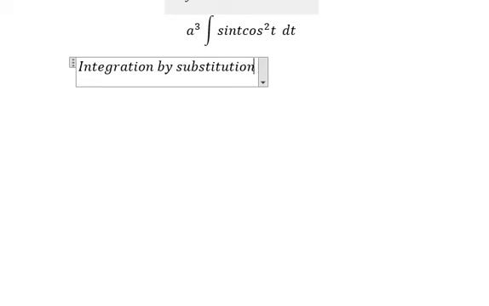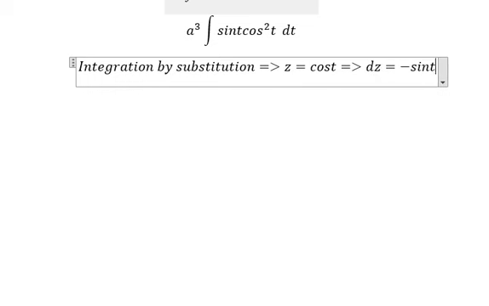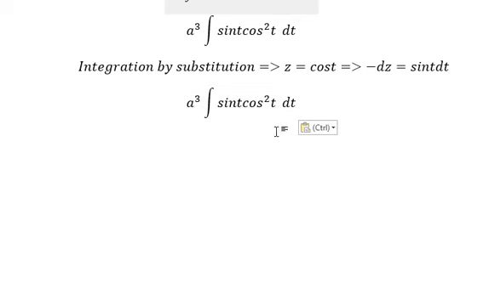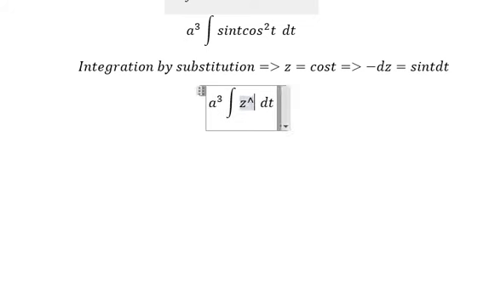Next one, we can use integration by substitution. So we put z equal to cosine t, dz equal to negative sin t dt. Because we don't have the negative, we put it next to the dz. Cosine t we change to z, that's z square. And sin t dt we change to negative dz.